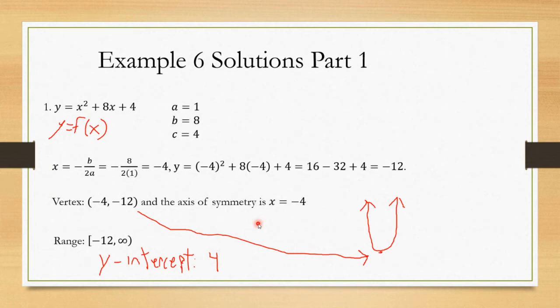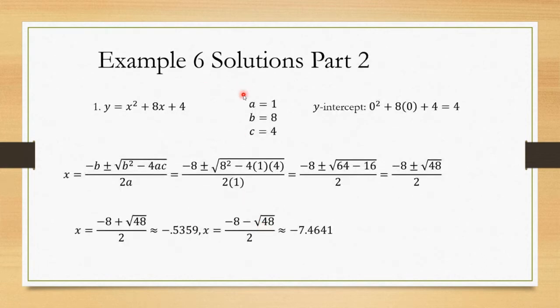Okay, for the x-intercepts, I had the y-intercept over here, I forgot. But anyway, for the x-intercepts, you could try factoring. We have a trinomial here. The leading coefficient is 1, but you would need two numbers whose product is 4 and whose sum is 8. If you try going through that, you're not going to find numbers that pull that off. So you can't factor this.